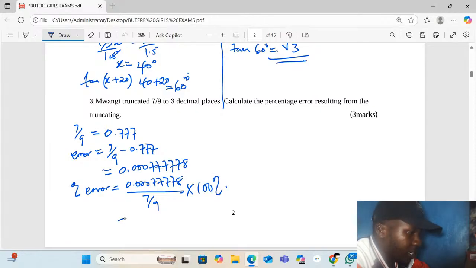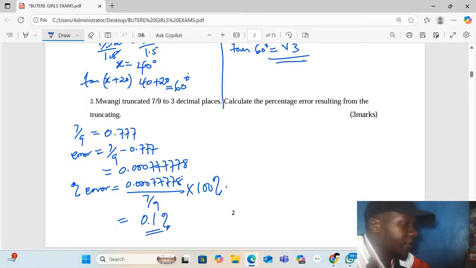So when you calculate using a calculator, you're going to get 0.1%. So this is the error that Mwangi got after truncating 7/9 to 3 decimal places. So this is the error made. Then we can now move to the next one.